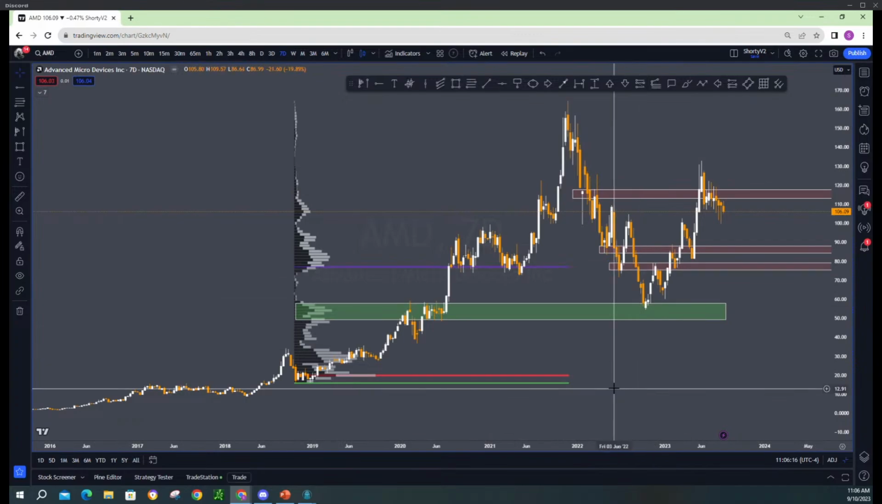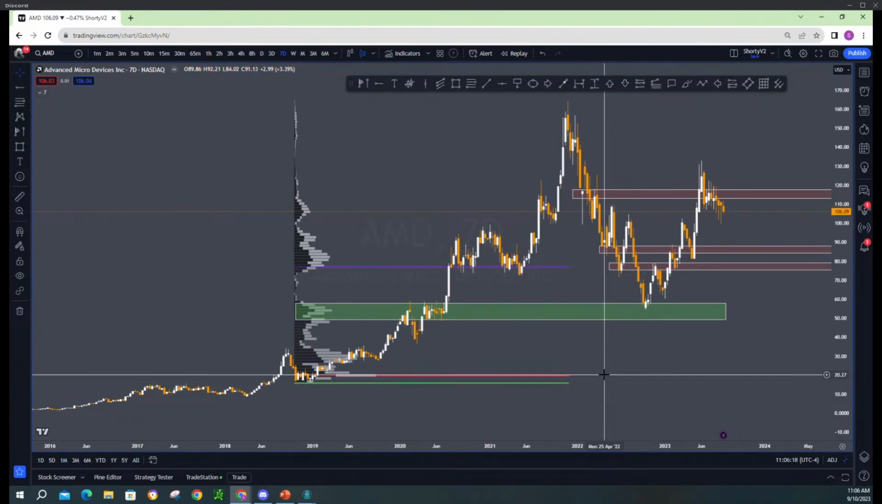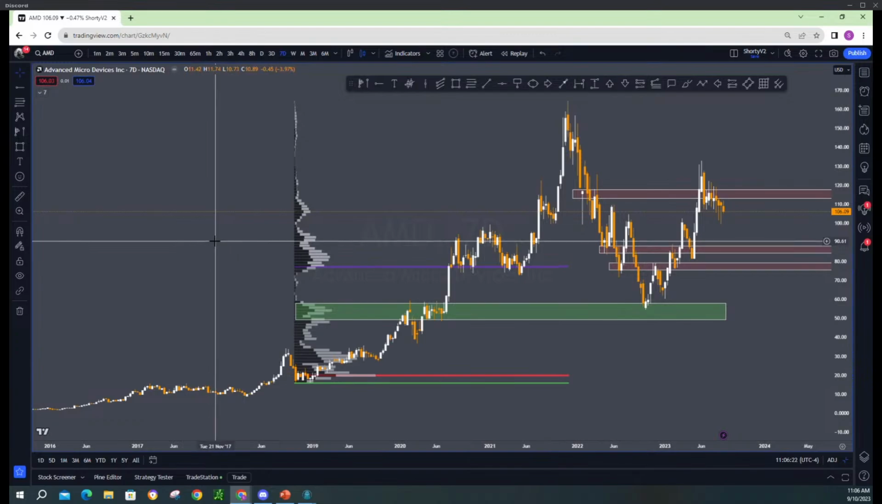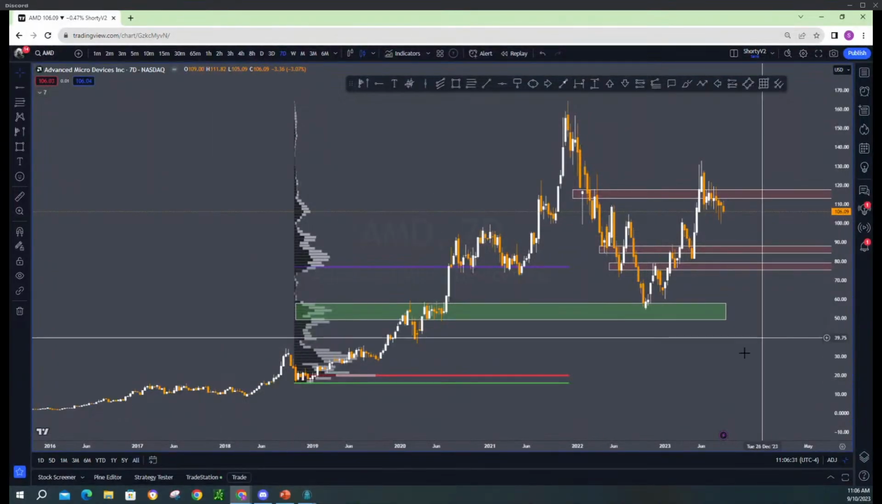Do I think that we can catch this at $20? Yeah. Do I think it happens within a year? I don't know. Do I care? No. I don't give a shit. If it comes to 20, I'm just gonna buy it.